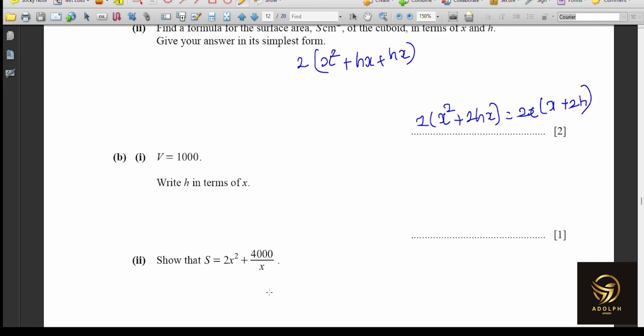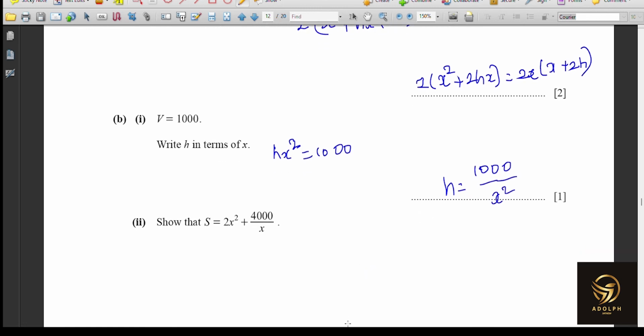Next, V equals 1000, write h in terms of x. So the V value is given, and previously we wrote that hx² equals V, that is 1000 here. So if you want h, it's going to be h equals 1000 divided by x².